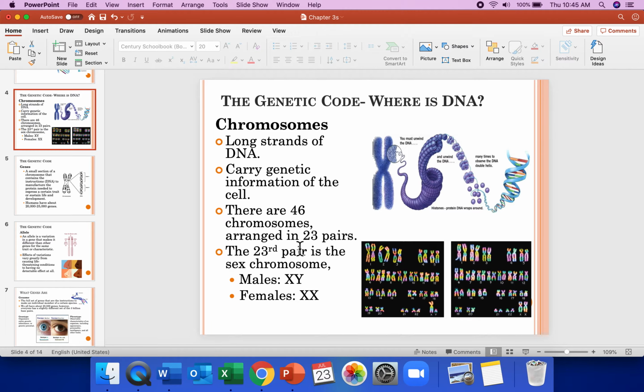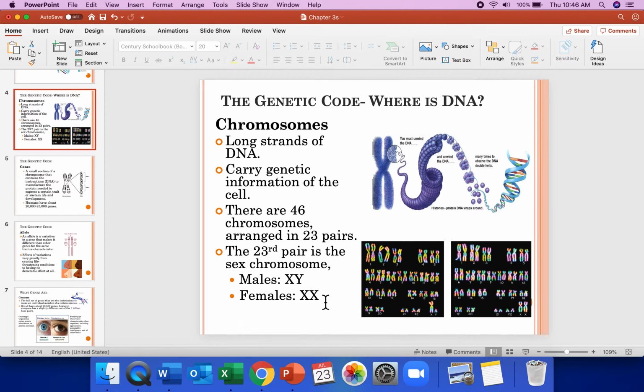Now, the 23rd pair is the one that you need to remember and will be the only pair that is different. So the 1 through 22 are similar. The 23rd pair is what we call the sex chromosome. And based on what type we have is the sex of the baby. So if it was an XY chromosome, the baby is a male. If it is an XX chromosome, it is a female.